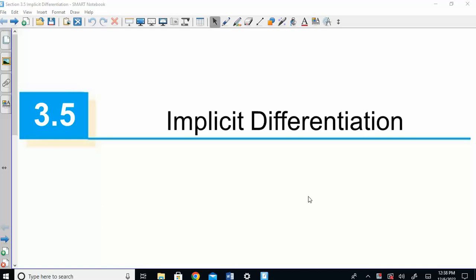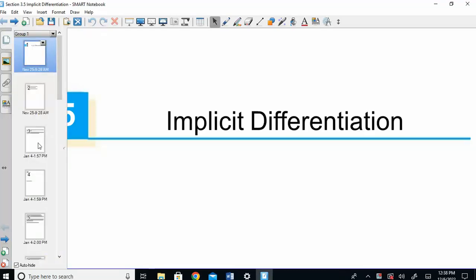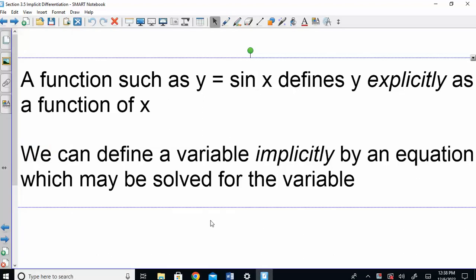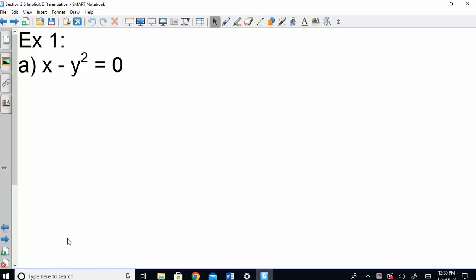Implicit differentiation. We're still doing derivatives. That's not going away. We are going to be with them for a while. But you'll notice everything we've done the derivative of so far was y equals, so it was in terms of y. Sometimes we have equations where it's not y equals, and we still need to be able to calculate a derivative.